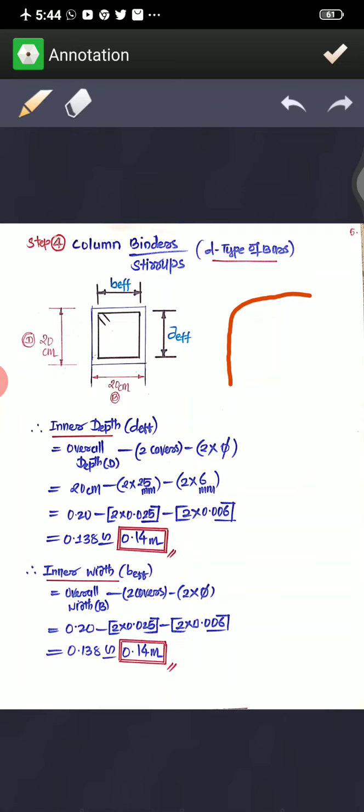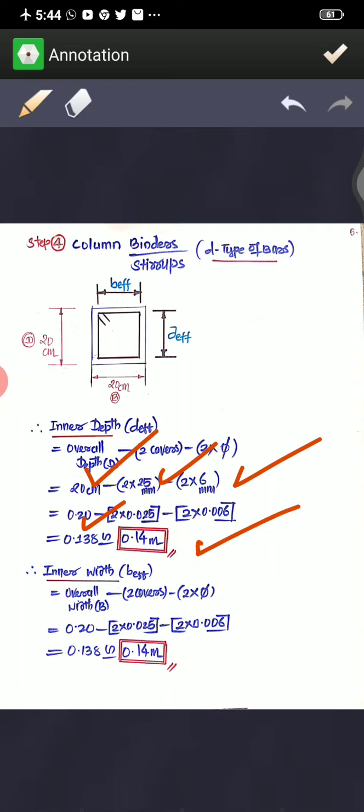Whenever you bend the bar, you will get a smoother bend there, so you deduct that here. For that you take 2 times the dia. So 20 centimeter minus 2 covers minus 2 times the dia. You will get 0.138 meters here, so I'll round it up to 0.14 meter. This is only the inner depth.